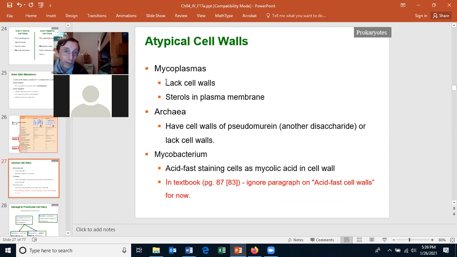So there are 3 atypical cell walls, 2 of them in the bacteria, and they're generally in families. The mycoplasmas, it's a family of bacteria, and then the mycobacterium, another family. They just have different cell walls, we'll word it that way. Any question about any of that?